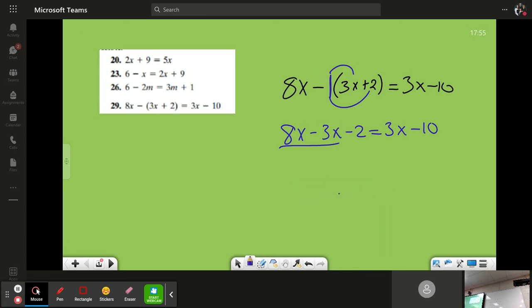Yeah. Because they're on the same side, I can't do that with this 3x, but these two are both on the same side of that equal sign. So I can just put them together. An 8x minus a 3x gives me 5x minus 2 equals 3x minus 10.